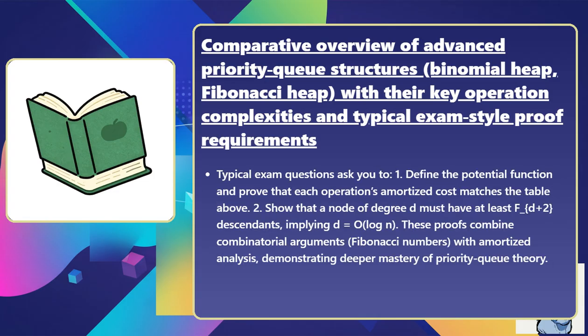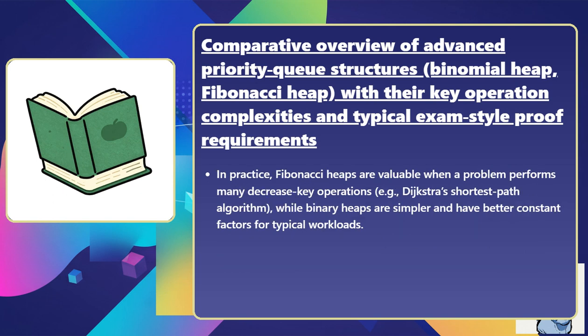Typical exam questions ask you to: 1. Define the potential function and prove that each operation's amortized cost matches the table above. 2. Show that a node of degree d must have at least F_(d+2) descendants, implying d = O(log n). These proofs combine combinatorial arguments, Fibonacci numbers with amortized analysis, demonstrating deeper mastery of priority queue theory. In practice, Fibonacci heaps are valuable when a problem performs many decrease key operations, for example Dijkstra's shortest path algorithm, while binary heaps are simpler and have better constant factors for typical workloads.